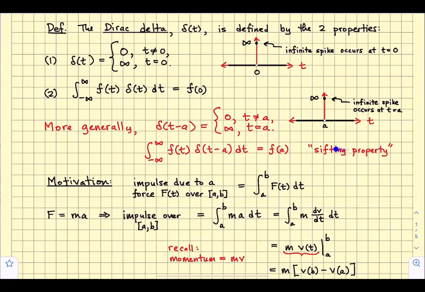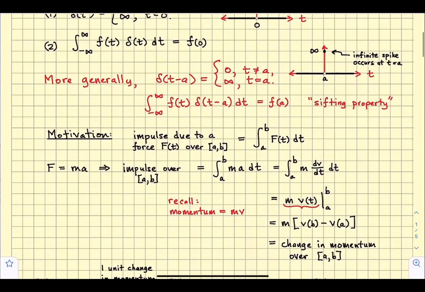And this is sometimes called the sifting property of the Dirac delta: when you take a function, multiply by a Dirac delta, and integrate over all time, you're going to sift out or throw away all the function values of f except for the function value at the time when the spike occurred.